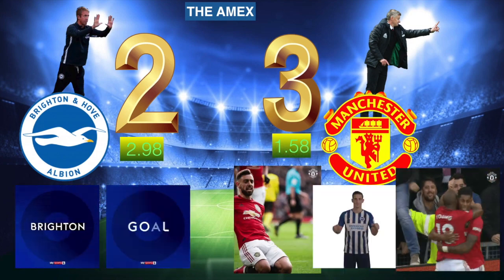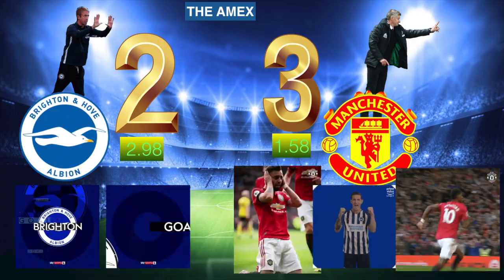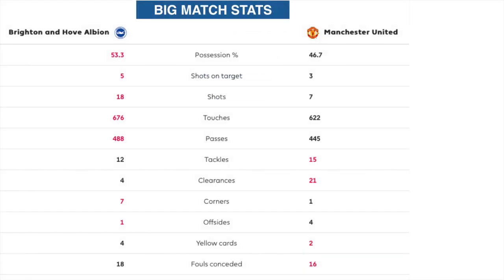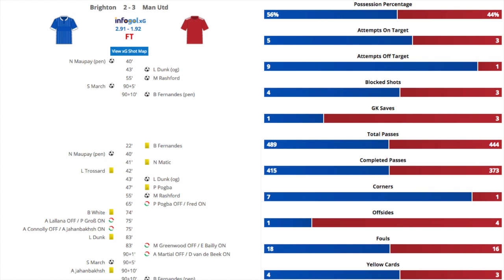The XG is backed up by the stats, as Brighton had more passes, more shots and more corners. The stat that provides the best idea when it comes to game pattern has to be clearances, with Brighton making 4, United kicking the ball as far away as possible, not caring where it landed, an insane 21 times. It's insane, because the average clearances of a top 4 side is usually somewhere between 4 and 8, and United having 21 seems pretty high.